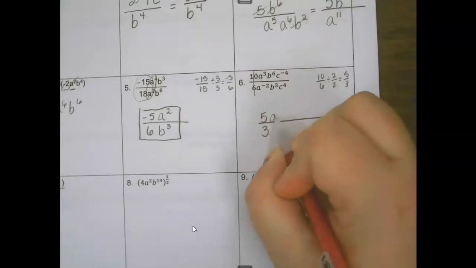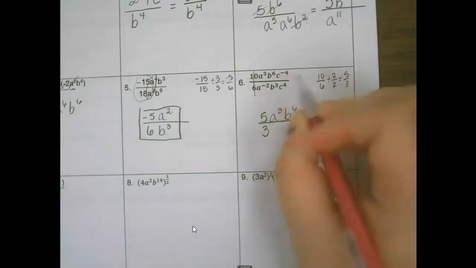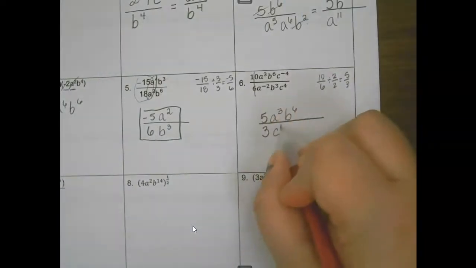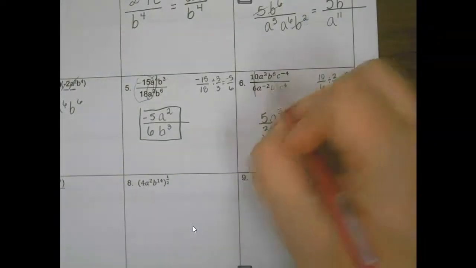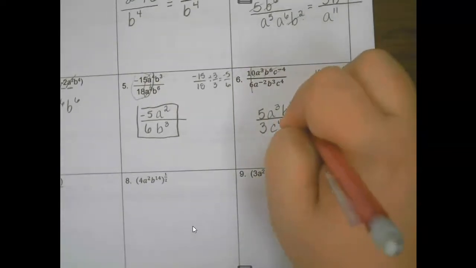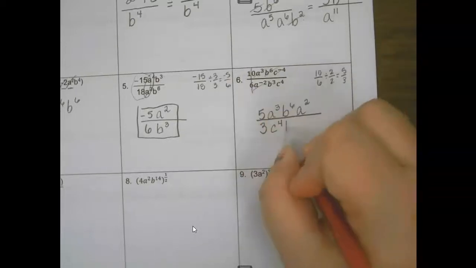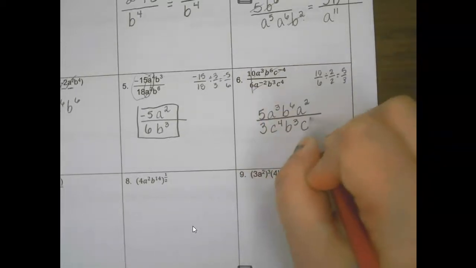So I have a to the 3rd on top, b to the 6th on top. But C to the -4th is going to flip down. Taking care of those. A to the -2 is going to be moved to the top because it's negative. B to the 3rd stays on the bottom. C to the 4th stays on the bottom.